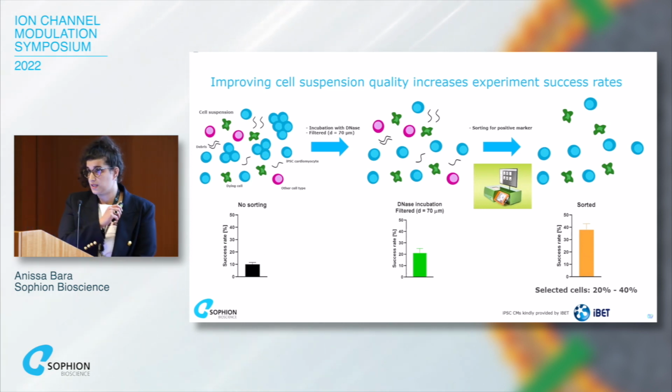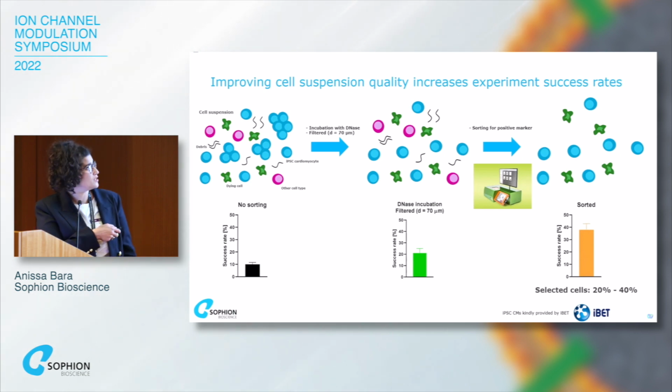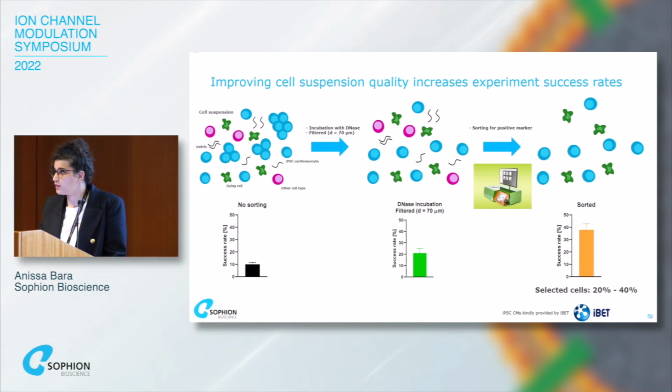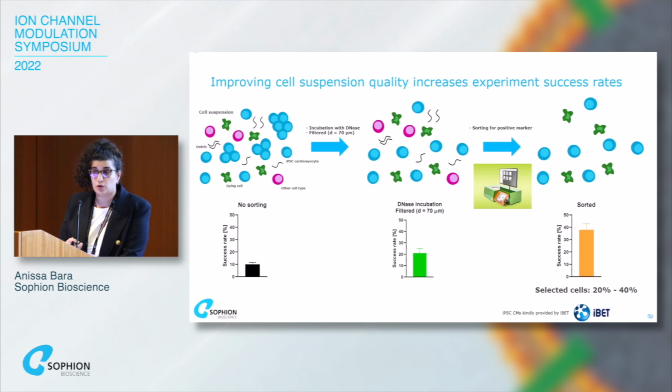When we use these cell suspensions without doing anything to them, so without sorting anything, we end up with a 10% success rate on our APC measurements. Our success rate is based on different parameters, such as membrane resistance, cell capacitance, and even the amplitude of certain currents like sodium.